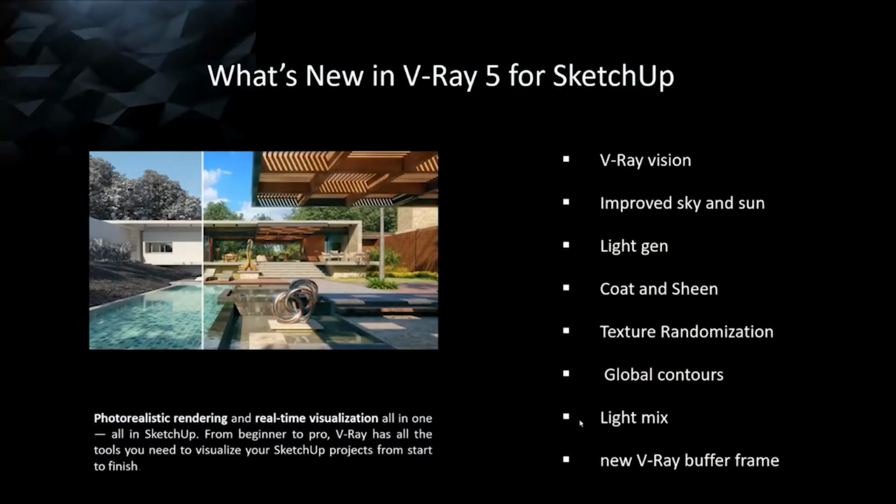There's a new feature called V-Ray Vision for real-time visualization. And also V-Ray has now improved the sky and sun setting. Then there is a light gen option with which we can generate different lighting combinations in one scene. Then there is a new layer called sheen and coat. This can be used to give extra touch of realism to our material. And we can randomize any textures or colors using the new texture randomization tool.